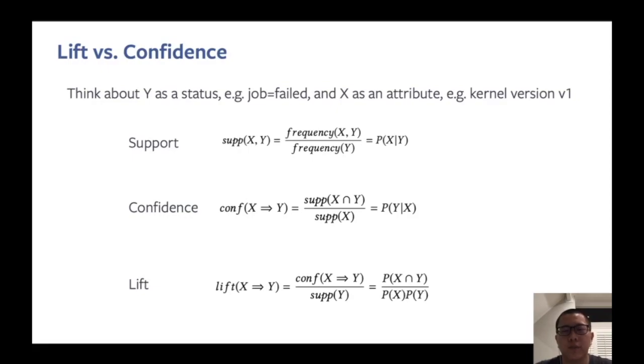Finally, lift measures how much more likely it is that x and y will happen together relative to if they were independent. So lift is a measure of how kernel version v1 can help distinguish between failing and successful jobs, and vice versa. Hence, it is less misleading compared to support and confidence.